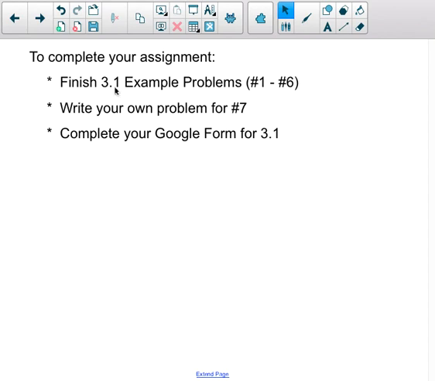Tonight's assignment, here's what you are going to do to be finished for your homework for tonight. You are going to finish the 3.1 example problems. These problems are, I believe, on the first page. You're going to do questions 1 through 6. Then you're going to write your own problem for number 7, and don't forget to complete your Google form for 3.1. This is going to use some of the questions that you did in your 3.1 review. Okay, any questions? Please make sure to note them in your Google form, and we'll go over this in class tomorrow.